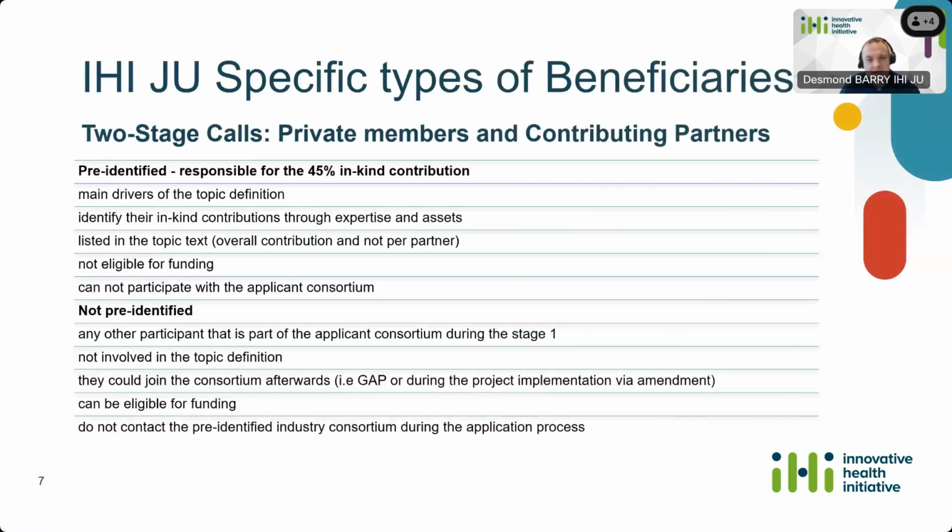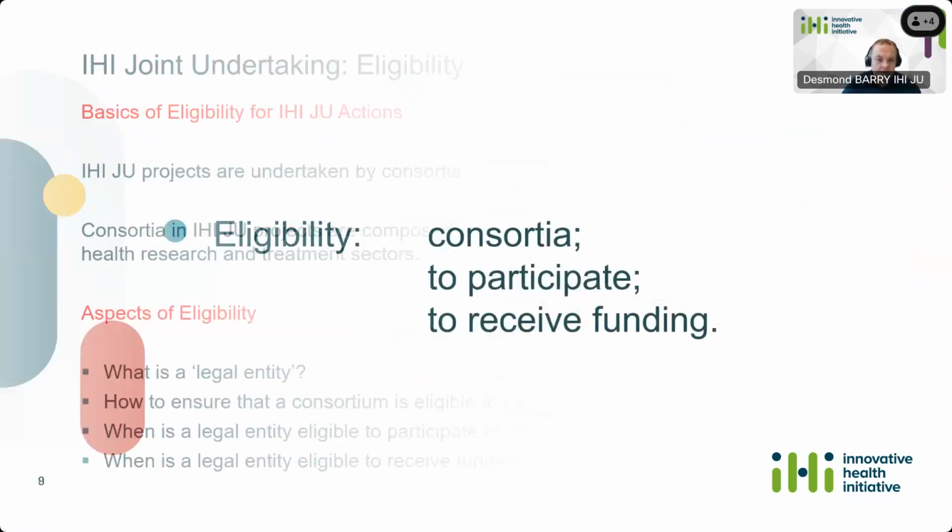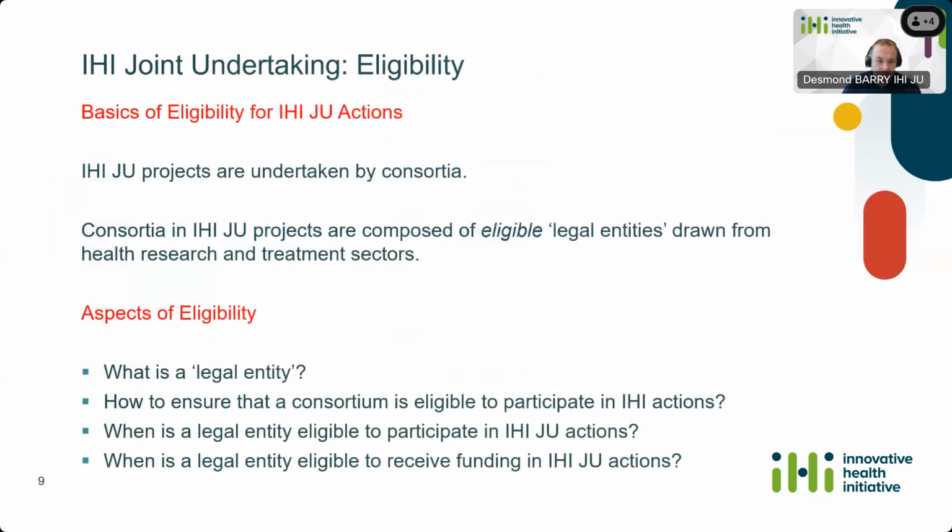Morning, everybody. So we're going to go through some aspects of eligibility now. Basically, just to familiarize everyone with essentially the first gate in terms of the applicant consortia. So we're going to talk about the legal entities which actually compose the applicant consortia. Then we're going to talk about making sure that the consortium itself is actually going to be eligible to participate in the action. And then we're going to talk about the two different facets of eligibility: eligibility to take part or participate in an IHI project, and then whether someone is eligible to receive funding.